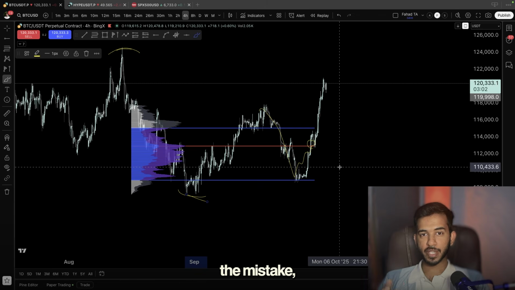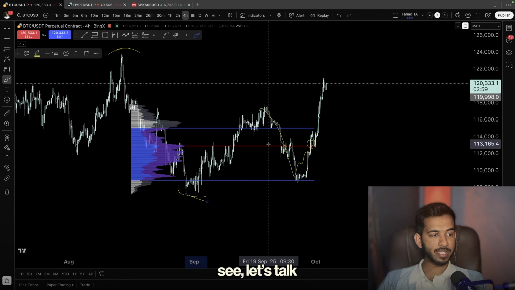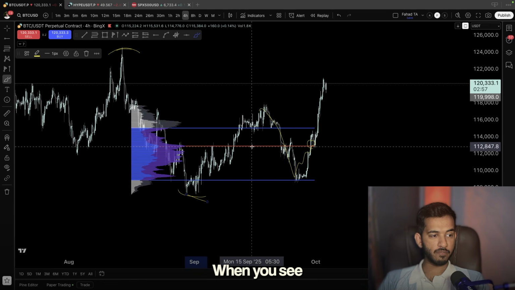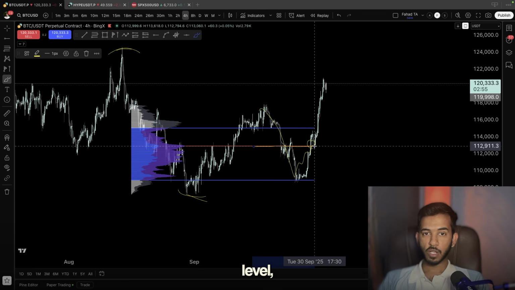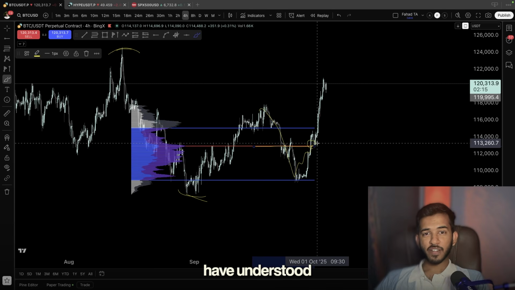I told you about the mistake, but why was it wrong? Now let's talk about the point of control level. When you see this particular level, what it shows you is where the maximum interest is. That does not mean that just because the maximum interest is at that level, it is going to give you a reversal. It might act as fuel for a trend reversal as well, or for a continuation as well. That is absolutely possible. So for you to stay away from this kind of mistake, it's very, very important that you understand the whole context of the market and not just blindly trust a level to act as support and resistance.